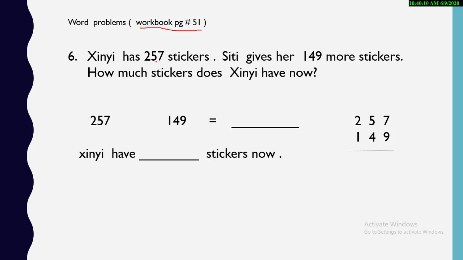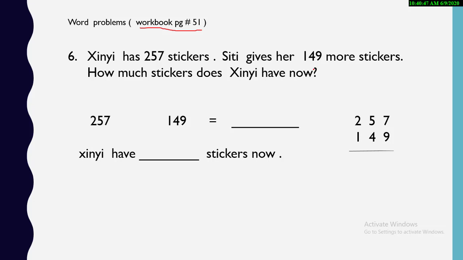Senier has 257 stickers. Siddhi gives her 149 more stickers. Okay, how many stickers does Senier have now? So this is the word problem where no bar model is given. Did you notice something? That's the point where no bar model hint is given. So now my students, what is the first step? Read the word problem. Now translate it or understand it in your mind.